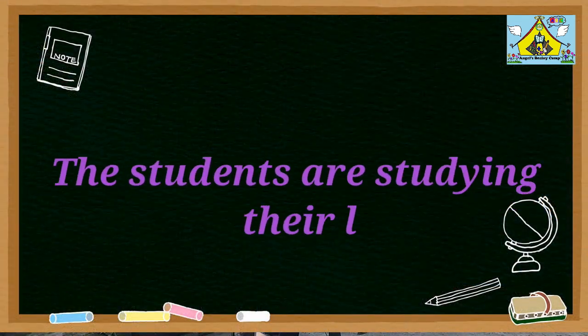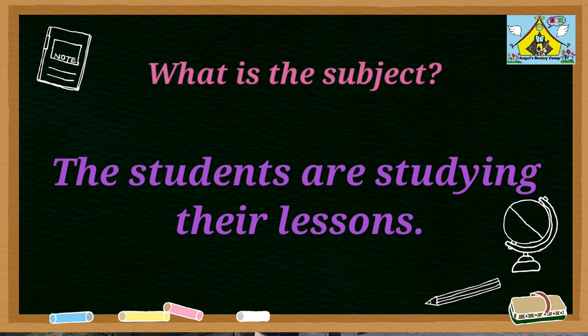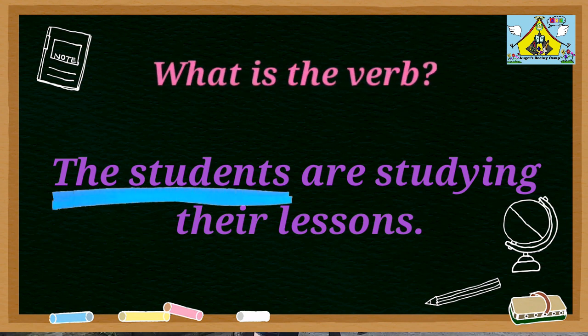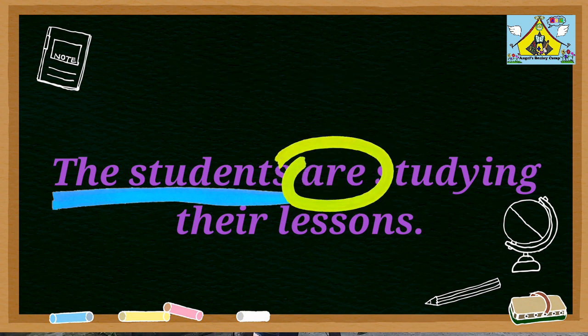Now let us focus on plural subjects. Okay? First sentence. The students are studying their lessons. What is the subject in this sentence? Right, the students. And the verb used is are. Why are? Because take a look at the subject. It is in plural form. And the plural linking verb that should be used is are.